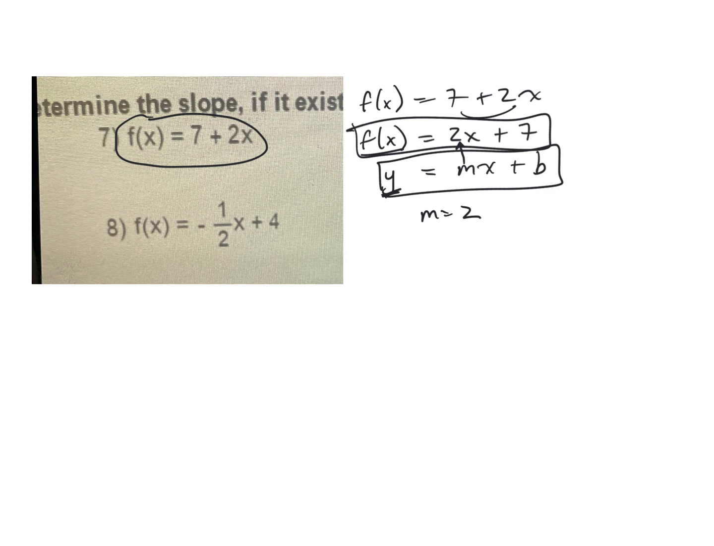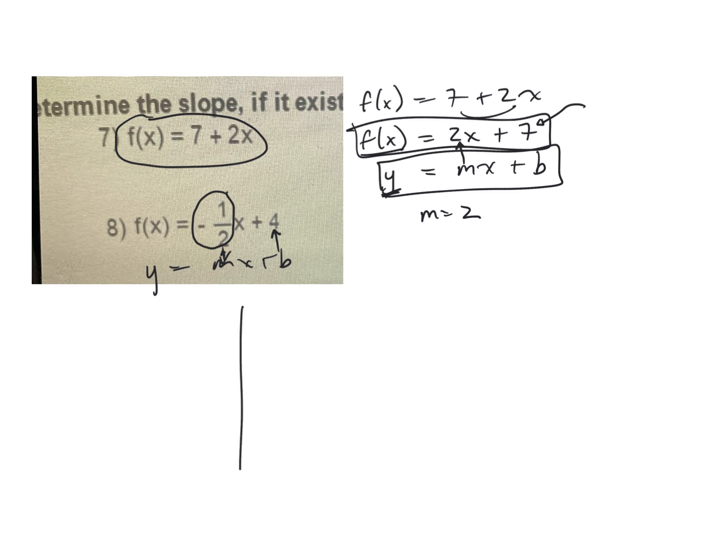The next one is already in that format, y equals mx plus b. So whatever's in front of the x, in this case it's negative 1/2, that is what the slope is. They're not asking for this, but if they want to know what the y-intercept is, in this case the y-intercept would be 4. In this case up here, the y-intercept would be 7.